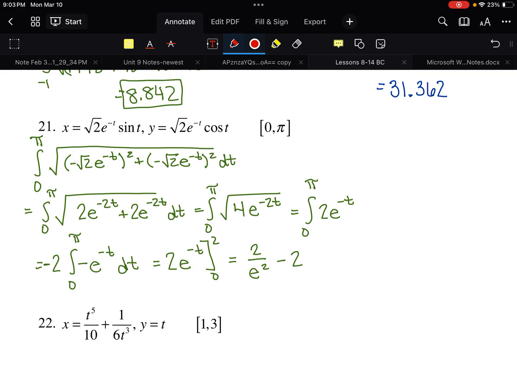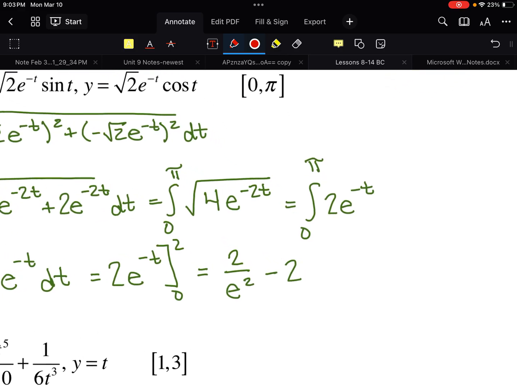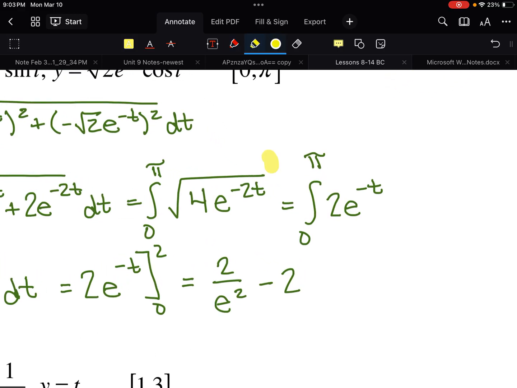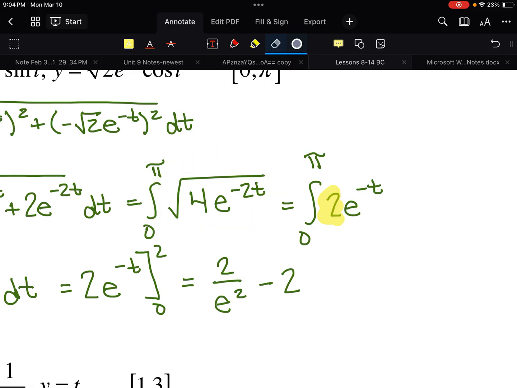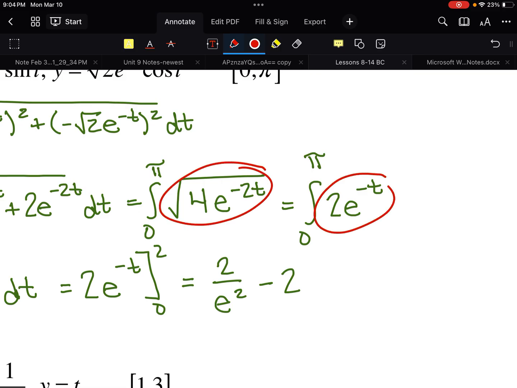21, this one, it just looks like a whole lot of simplifying stuff. One thing to remind you about here is you can actually simplify that. So square root of 4 is just 2, but that really means e to the negative 2t to the 1/2. It's inside the square root. Well, half of 2 is 1, so those kind of cancel out and just leaves you with e to the negative t. So that's not a calculus thing. That's just remembering how algebra works with exponents and roots. That could actually be simplified.